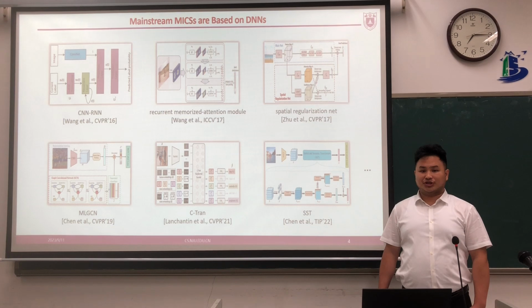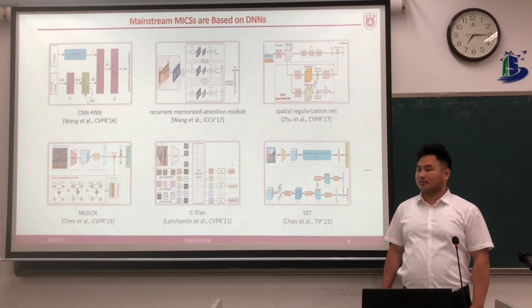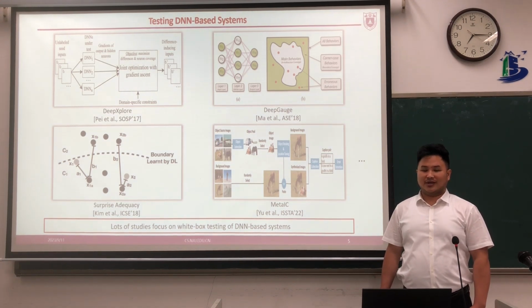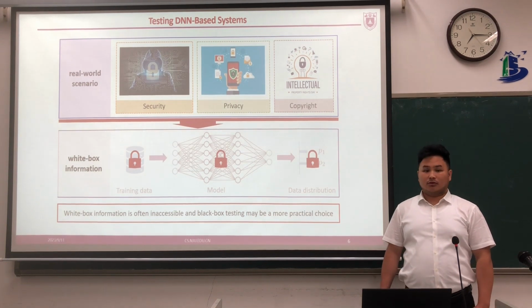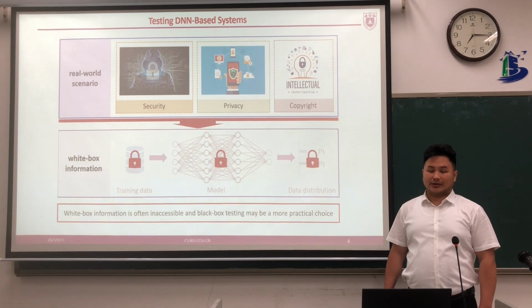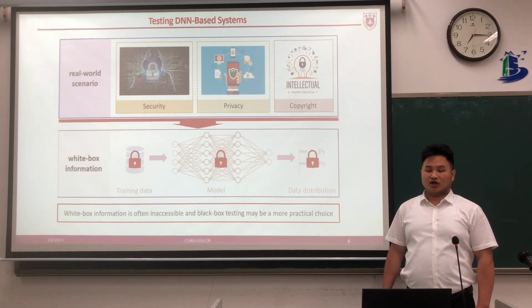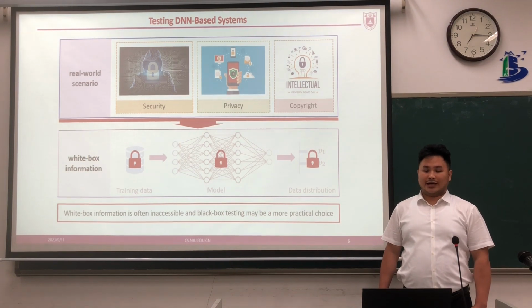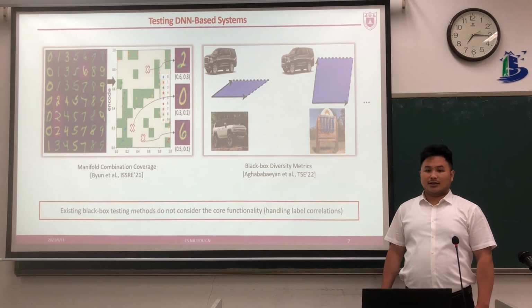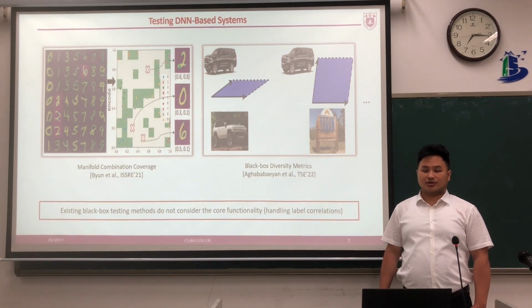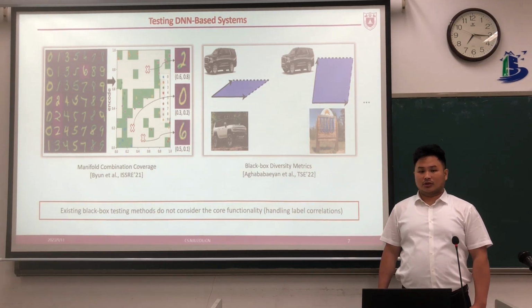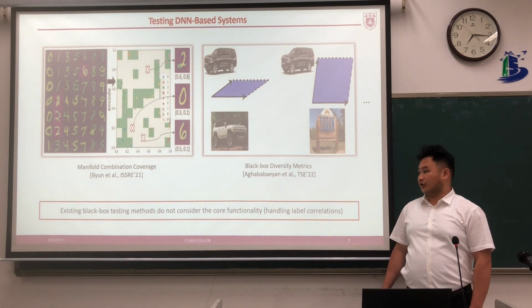To the best of our knowledge, current MSS is based on DNN, and there are lots of studies focused on white box testing of DNN-based systems. However, in real-world scenarios, due to security, privacy, or copyright, the white box information is often inaccessible, and black box testing may be a more practical choice. There are some existing black box methods. However, they don't consider the core functionality of MSS, that is handling label correlations.